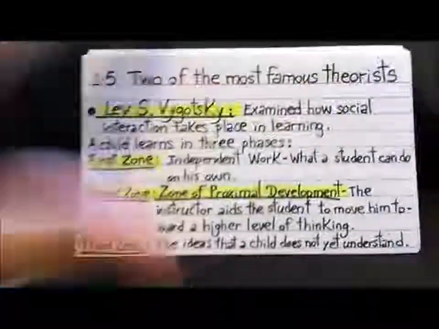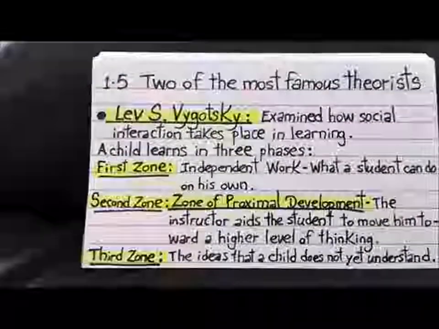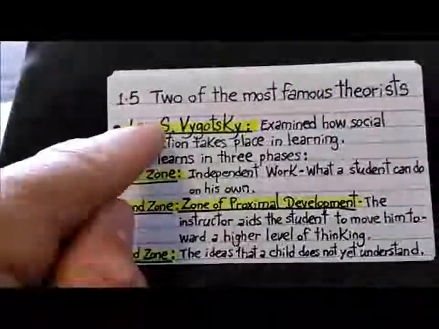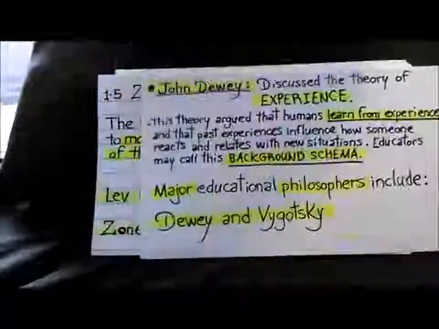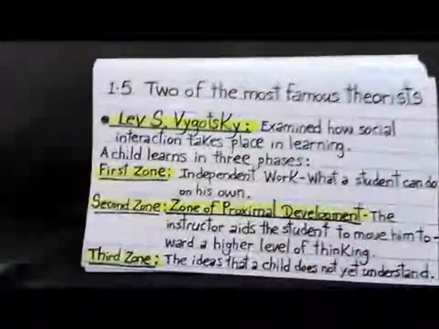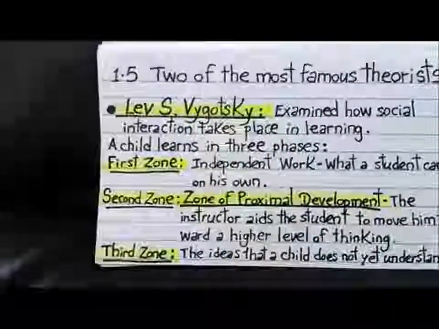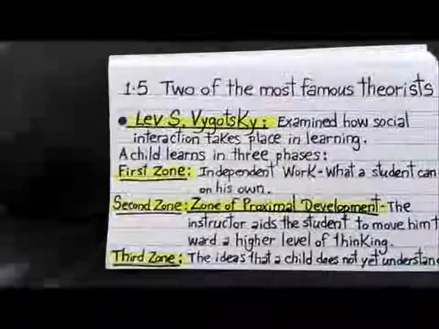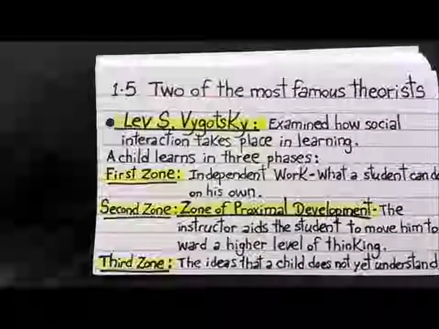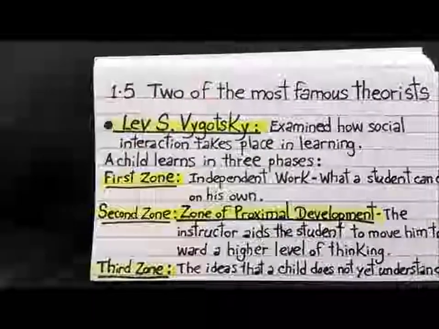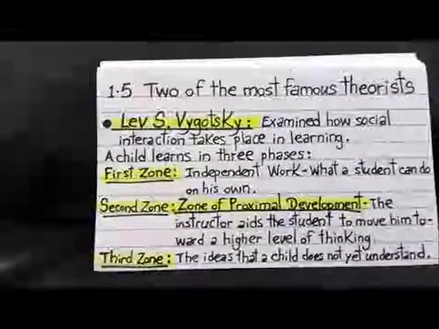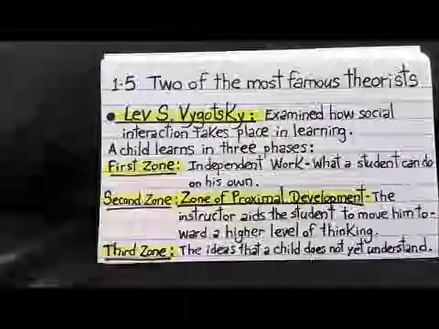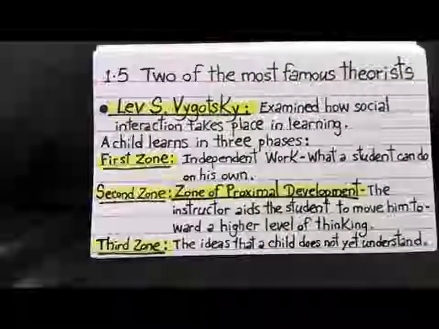Okay. Two of the most famous theorists: Lev Vygotsky and the other guy is John Dewey. Well, Lev Vygotsky examined how social interaction takes place in learning. A child learns in 3 phases. The first zone, independent work: what a student can do on his own.